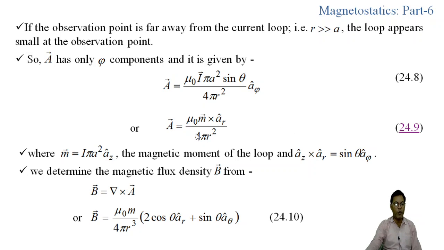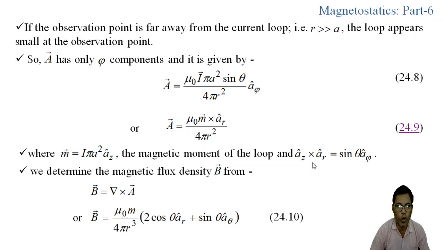Now that we have the expression for A, in equation 24.8, we put it into the relationship we derived earlier between the magnetic vector potential and the magnetic flux density, that is B equals grad cross A. If you calculate B equals grad cross A, you will find the magnetic flux density B equals mu naught m by 4 pi r cube into twice cos theta a r plus sin theta a theta.